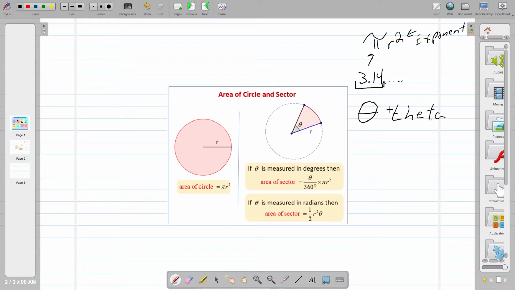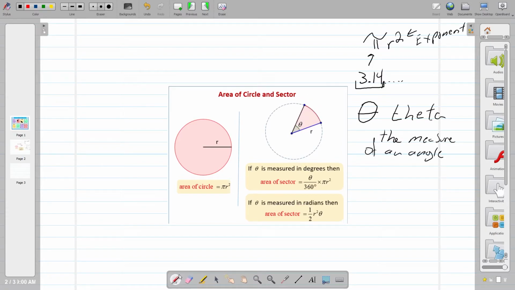The Greek letter theta is commonly used in math to mean the measure of an angle. So the theta of this angle right here is this measurement. Everybody see that? So theta is the measure of an angle.